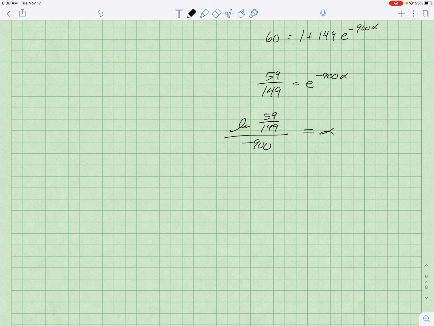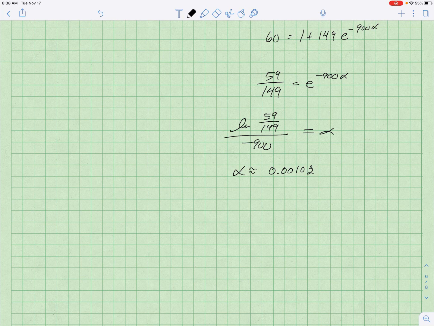Let's get out our trusty little calculator here and do some damage. Let's see, 59 divided by 149 is a small number. The natural log of that is about negative 0.926 divided by negative 900, so alpha is about 0.00103 rounded to 5 decimal places.